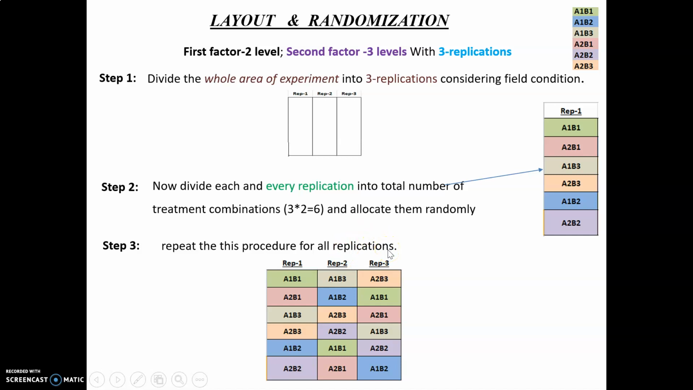We have to do such a layout for the selected example, 2 levels of the first factor, 3 levels of the second factor, with 3 replications. It is the layout and randomization procedure.